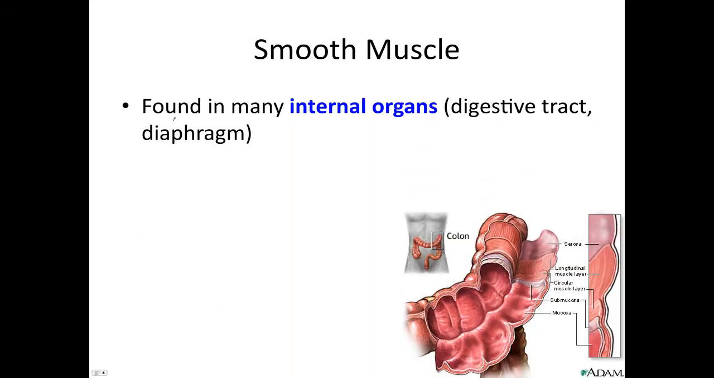Smooth muscle. Smooth muscle is found in many internal organs, specifically the digestive tract and the diaphragm, which, if you remember, is the muscle that is right below the lungs, and this is going to expand or contract to help push air out of the lungs or to fill our lungs with air. Some of our digestive tract, if you remember, is the large intestine. This is the large intestine right here, and this is all lined with smooth muscle.